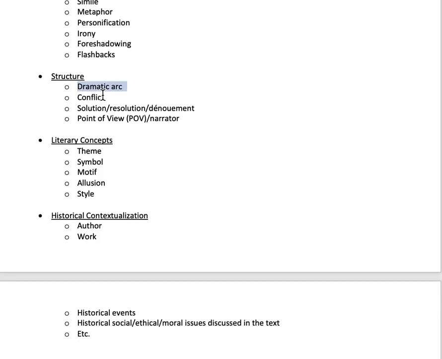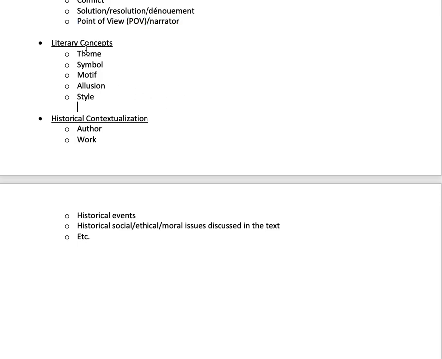Structure, you can think about the dramatic arc, so the rising action, the climax, the falling action, the conflict. So in this case, it could be man versus man, man versus society, man versus self. What's the solution or the resolution, and what's the point of view? Is it first person? Is it third person omniscient? Why does that matter? And you can also think about literary concepts like themes, symbols, motifs, allusions.